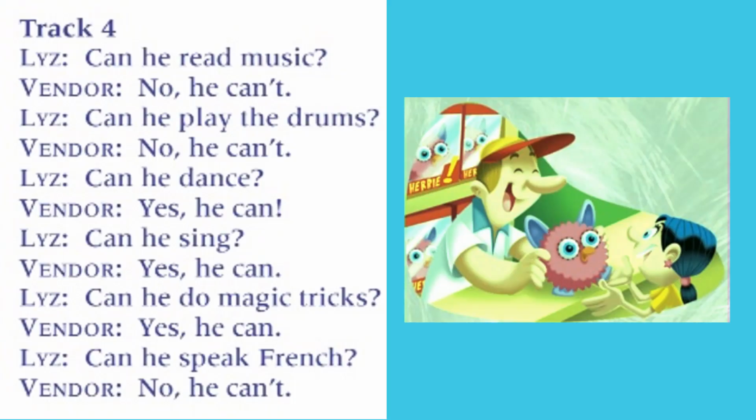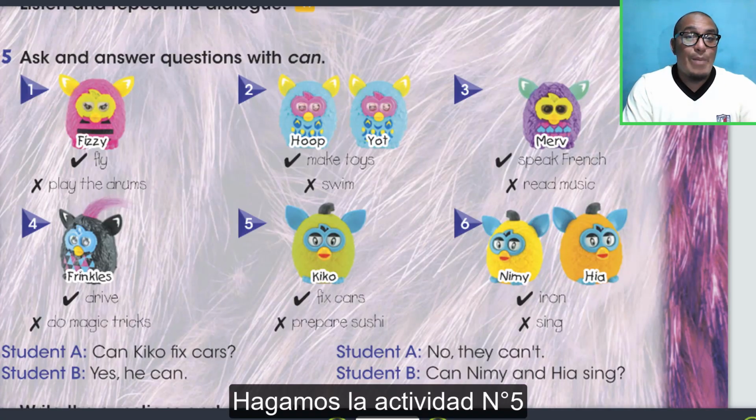Track 4. Can he read music? No, he can't. Can he play the drums? No, he can't. Can he dance? Yes, he can. Can he sing? Yes, he can. Can he do magic tricks? Yes, he can. Can he speak French? No, he can't.